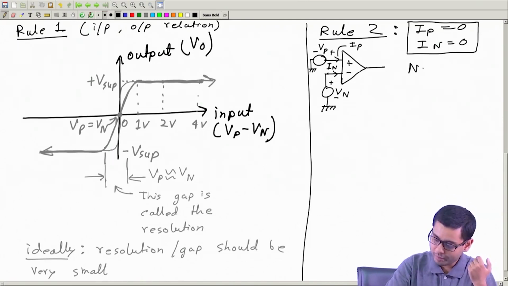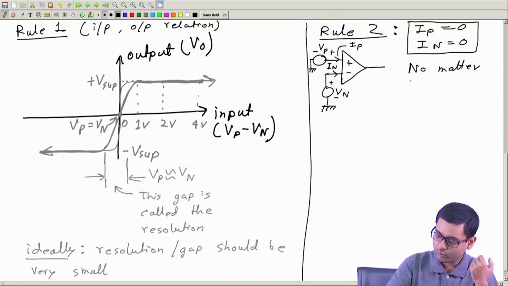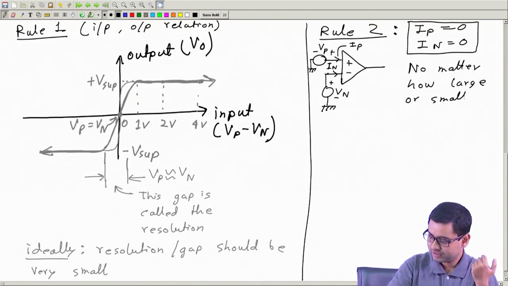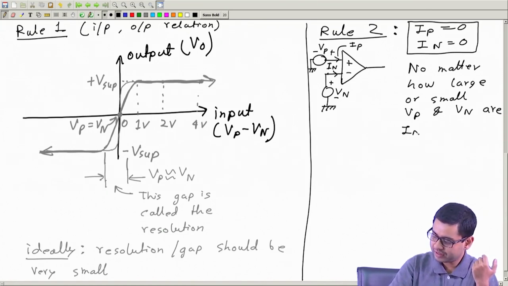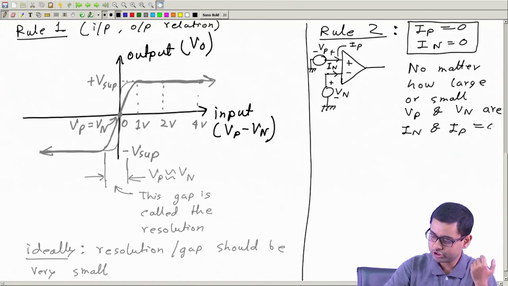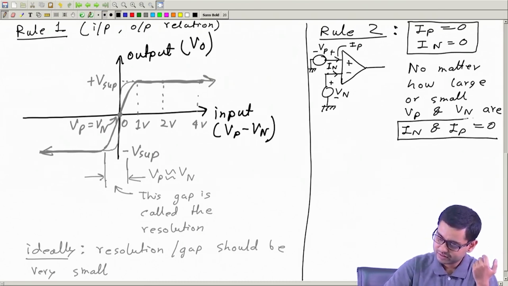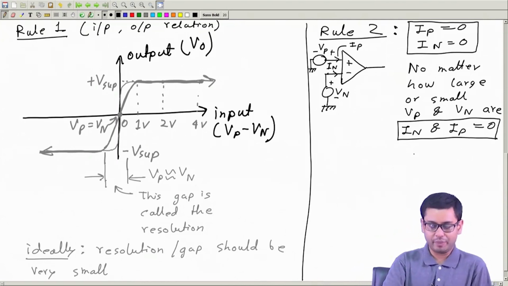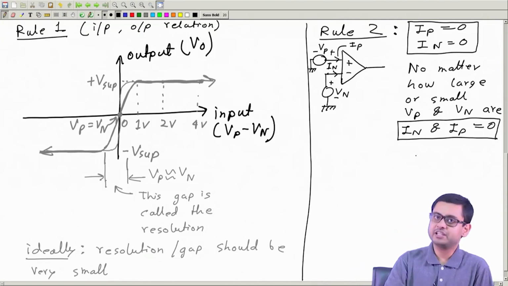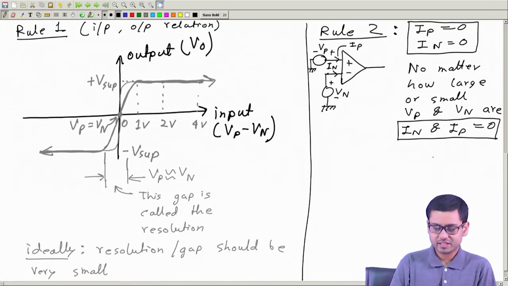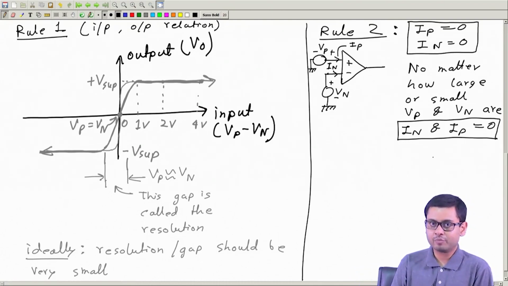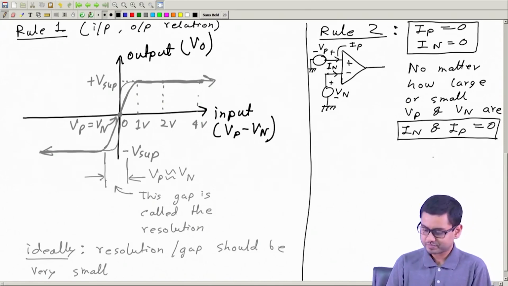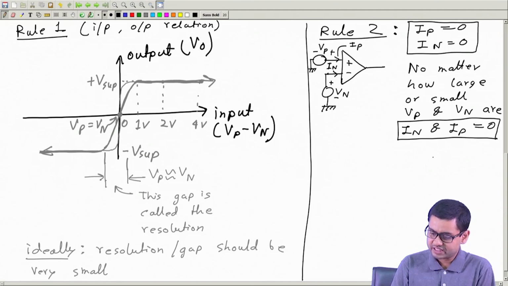So no matter how large or small Vp and Vn are, In and Ip are equal to 0. Practically, it's not 0. This is for theoretical, ideal op amps. Practically, it's not 0, but it is very small, maybe microamperes. It's so small that for most calculations, you can neglect it. Okay, so this is rule 2.